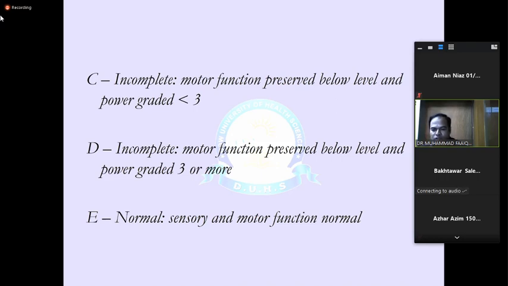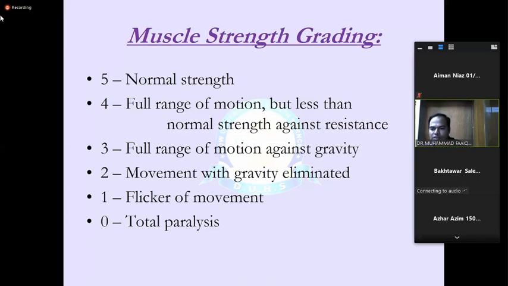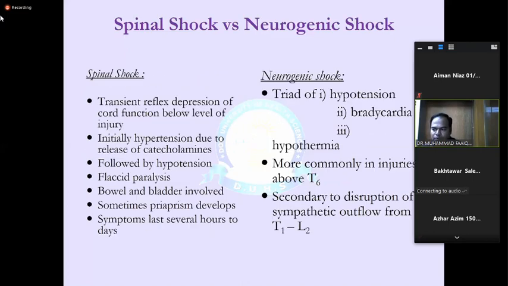It is usually asked of postgraduation students. But at least at your level, you should know the name, what is the ASIA impairment scale. You already know the muscle strength grading. I will not take much time on this slide.